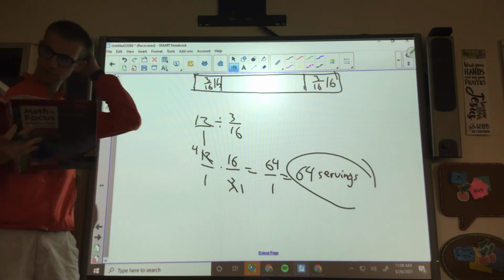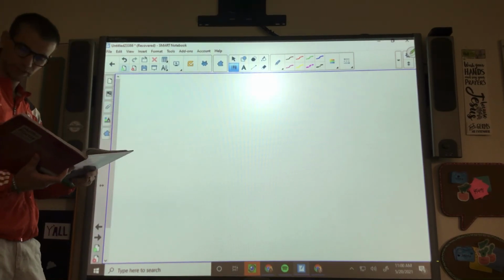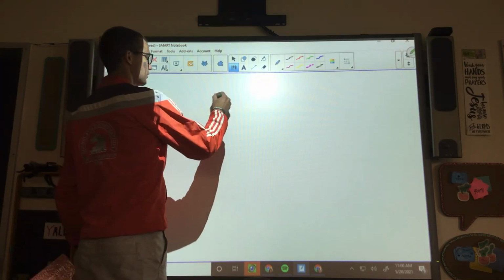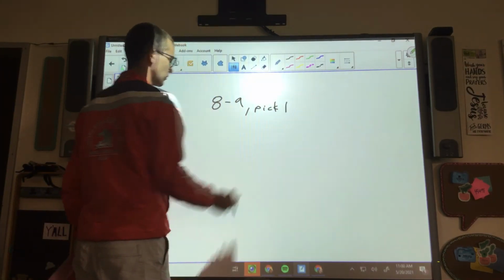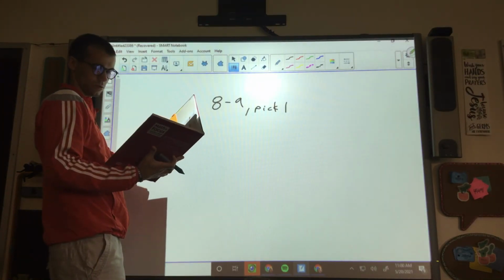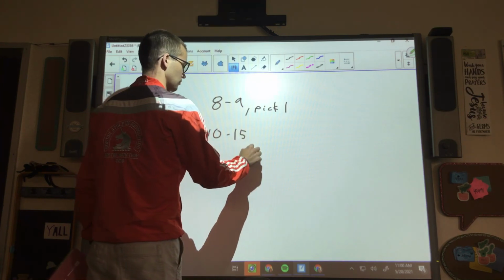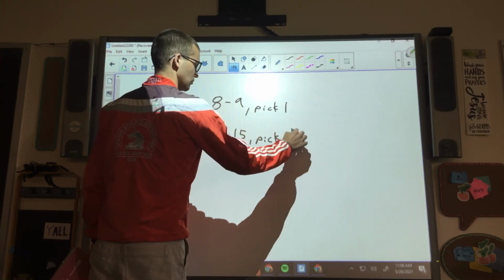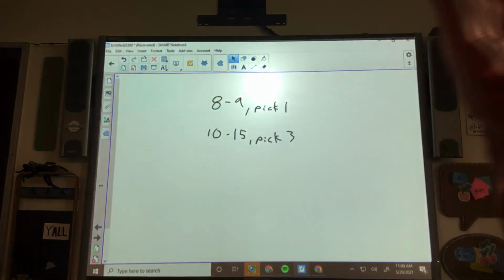You've got to practice. You can choose. So page 69, 8 and 9, pick one. And then 10 to 15, pick 3. And then you can start the day 2 assignment.